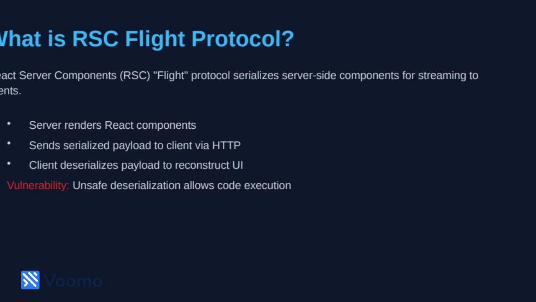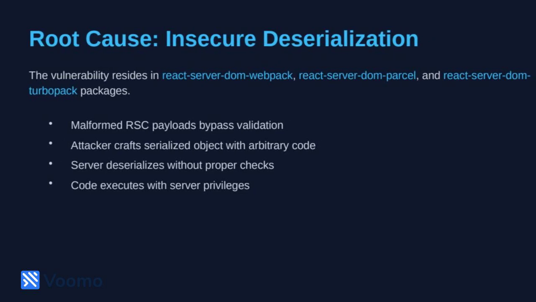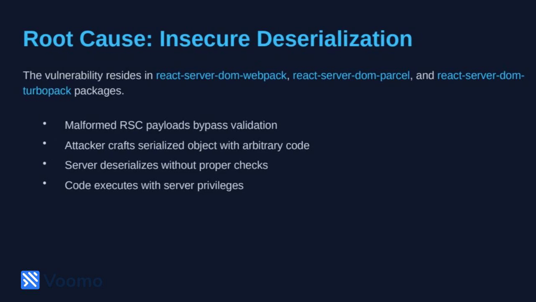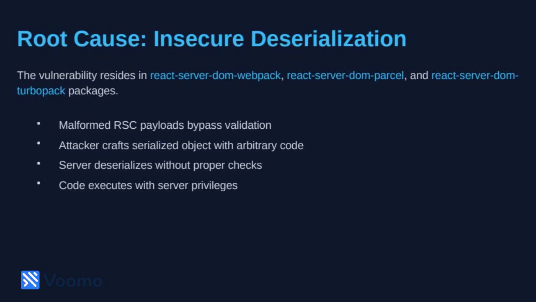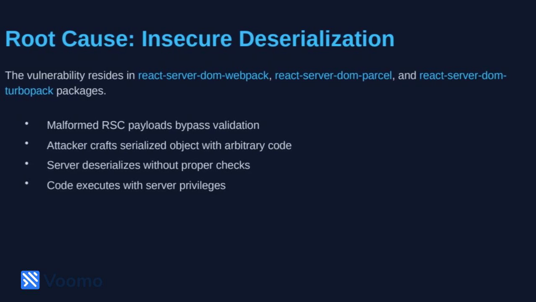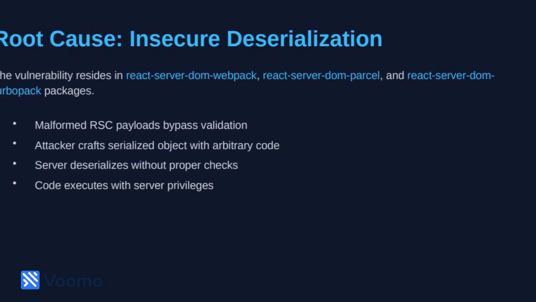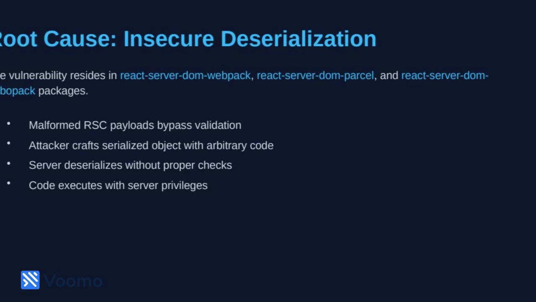malicious serialized objects. The root cause of React2Shell is insecure deserialization in the React Server DOM Webpack, React Server DOM Parcel, and React Server DOM TurboPack packages. Malformed RSC payloads can bypass validation, enabling attackers to craft serialized objects containing arbitrary code. When the server deserializes these objects without proper checks, the code executes with server privileges.